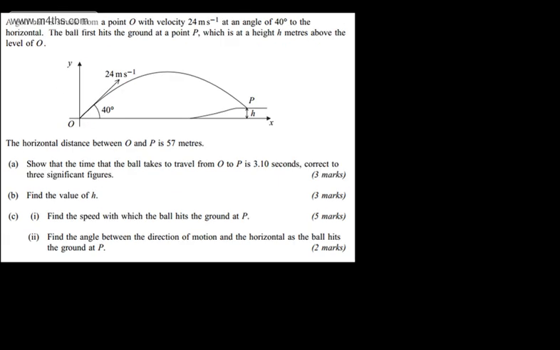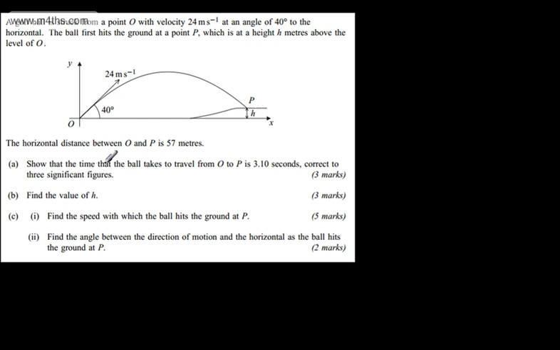Okay, let's look at another one. On this one, it says a golf ball is struck from a point O with velocity 24 meters per second at an angle of 40 degrees to the horizontal. The ball first hits the ground at a point P, which is at a height of h meters above the level of O. So there we go, that's what we've got. The horizontal distance between O and P is 57 meters. So here's O, here's P, and here's h.